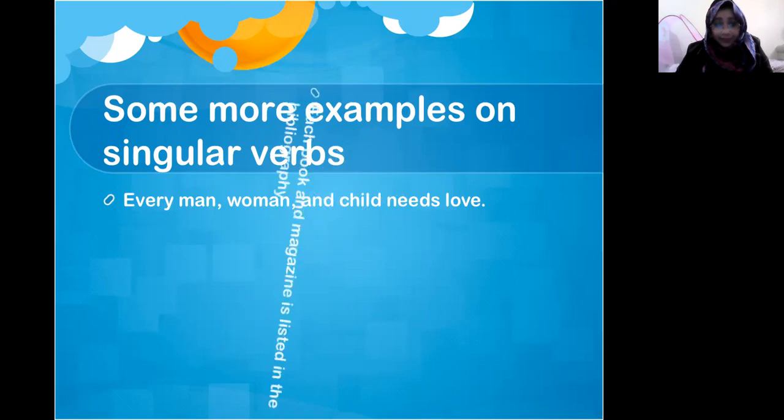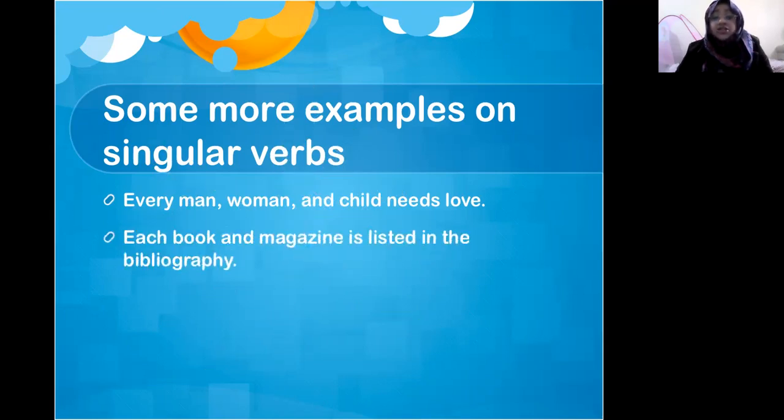The next sentence is, each book and magazine is listed in the bibliography. We have not used are over here, we have not used a plural verb. Rather, we have used the singular verb is listed. Why? Because again, we are not talking about all the books and magazines. We are talking about each, meaning each individual.